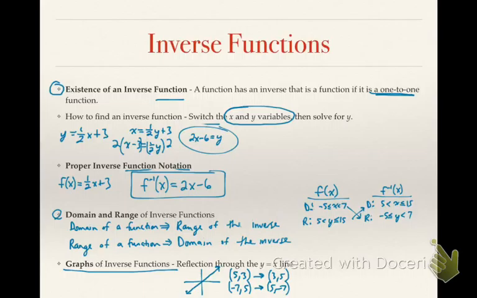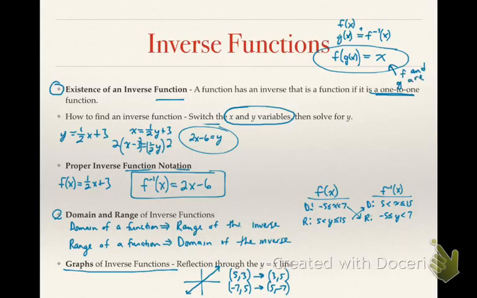There's another way you can verify if something is an inverse by using composition. Say you are given f of x and g of x, and the question is: is g of x the inverse of the function f? What you're going to do is evaluate the composition of functions. If they are inverses, then you should get x. If you get that, then f and g are inverses.